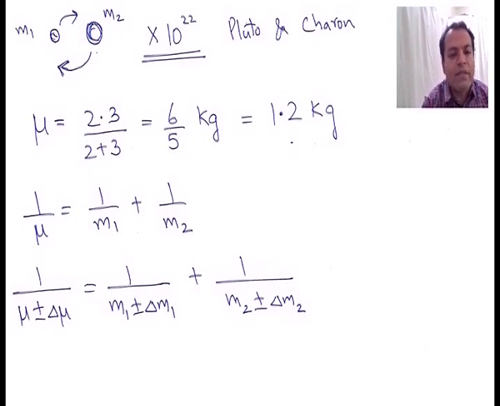How would we write the propagation of errors when we have an expression of this kind? When you have no simple rule in your mind to solve the problem, you can always resort to first principle, that is, write on the left hand side 1 upon mu plus minus delta mu. This delta mu is the error in mu. It arises because of the right hand side, and the right hand side has errors 1 upon m1 plus minus delta m1 plus 1 upon m2 plus minus delta m2. We are now going to relate the delta mu on the left hand side with the uncertainty in the masses on the right hand side.